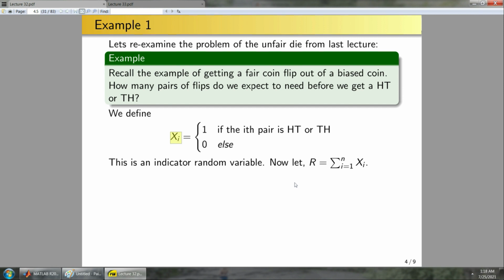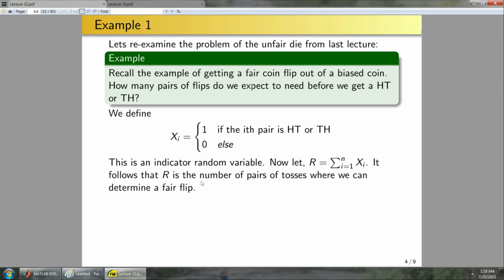So what does R represent? Well, it follows that R is the number of pairs of tosses out of these n pairs of tosses where we can determine a fair flip. So in particular, if R is 2 and n is, say, 7, that means that 2 out of the 7 pairs were either heads tails or tails heads. So here's one of the main useful things of using pairs of flips instead of individuals. If I did individual flips, if I get a heads tails followed by a heads, then I have kind of 2 pairs. So that's just kind of a side note.